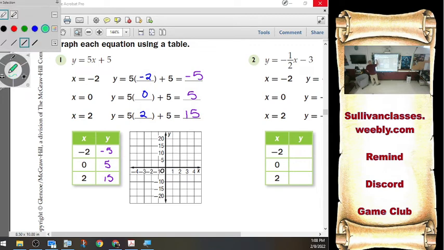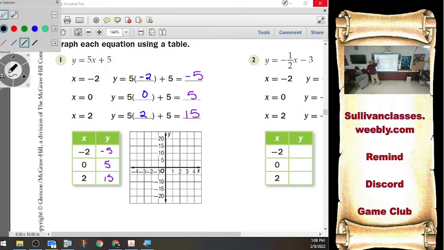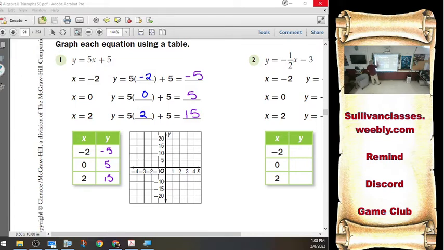Y'all get used to this. Oh, no, that's the wrong color. Something prettier. There we go. X is left or right. Y is up and down.